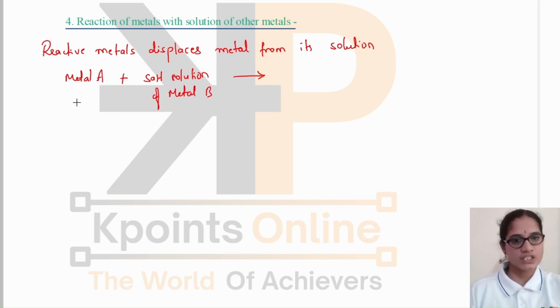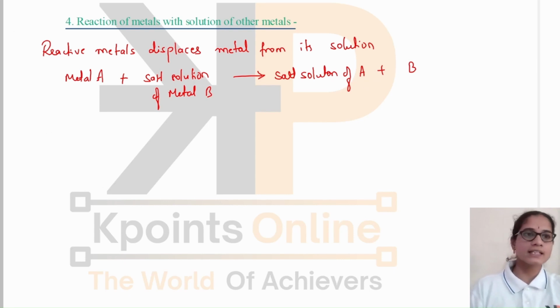This metal A, which is more reactive than metal B, is going to displace metal B. It forms a salt solution of A plus B. This B metal, which is less reactive than A, is being replaced by metal A. Let us see the examples here.